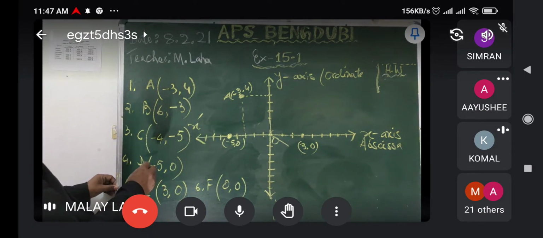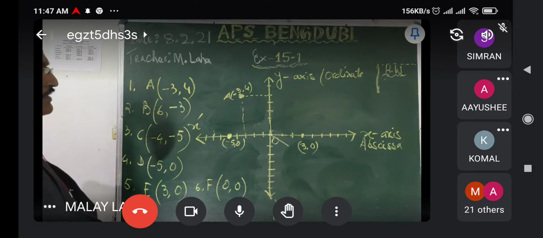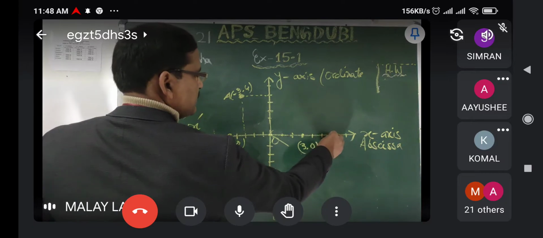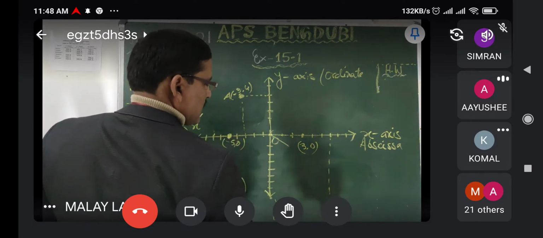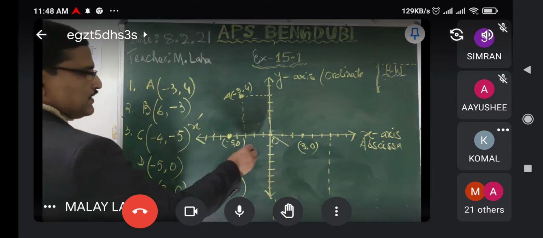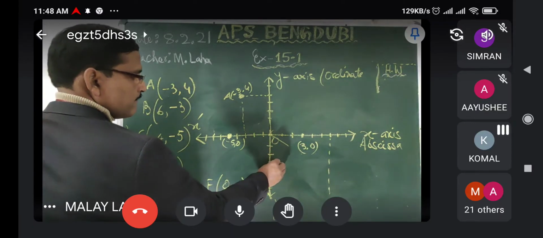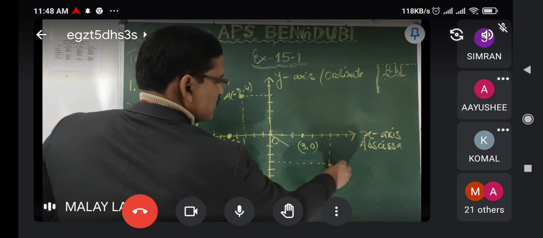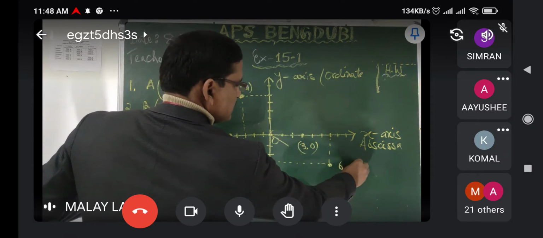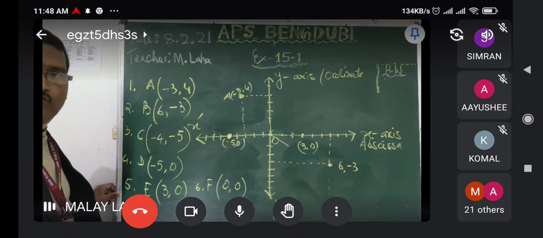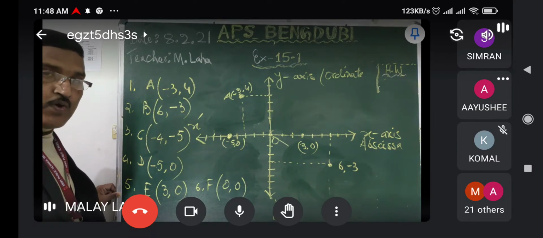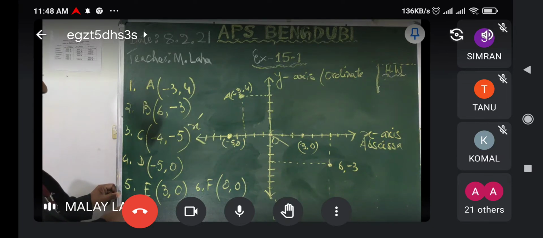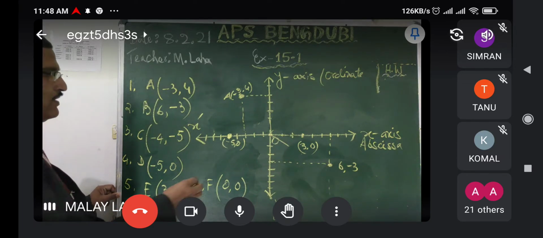So now B, 6, minus 3. 6 positive, 1, 2, 3, 4, 5, 6, and minus 3 here, 1, 2, 3. So this is the position of 6, minus 3. Understood? This way you have to plot in your exam.